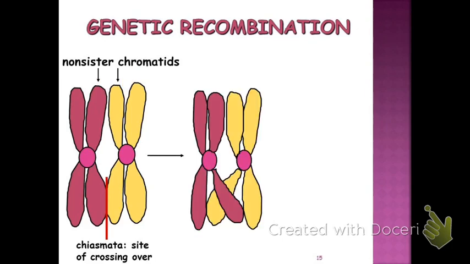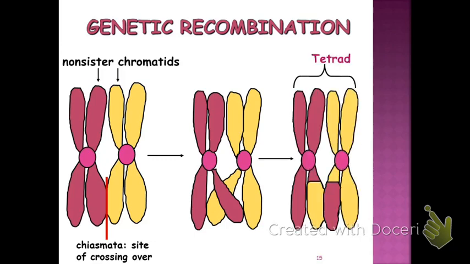When crossing over occurs, you can see they're basically just swapping a piece of the non-sister chromatid with the other one. So the result is here. We now have part of the yellow on the maroon one, and now the maroon part is on the yellow one. Again, this has just recombined the genes into a different order, right, which is going to add more genetic variation.